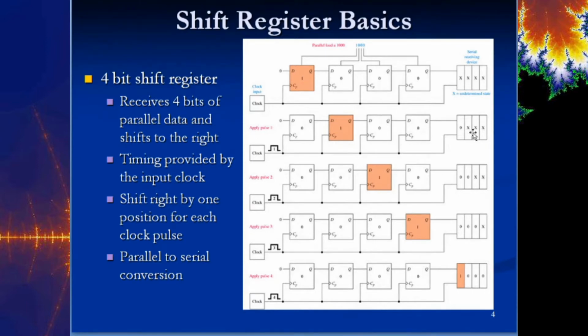So the shift register is what allows the ease of movement of those bits from one place to another. Again, this is called a parallel to serial conversion, because we load it in parallel and then we shift it right as a bit stream to wherever it's going to go.